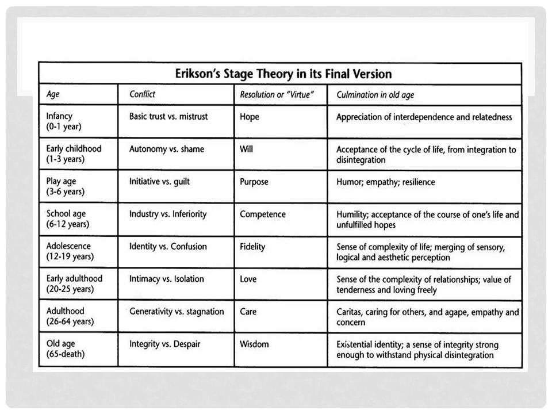So in here, I'm sorry, not the virtue, but the conflict in here is integrity versus despair. So the virtue in here is wisdom. The culmination in old age would be the existential identity, a sense of integrity strong enough to withstand physical disintegration. In here, in the old age, since it's already 65 and up, the question would be, did I live a good life?